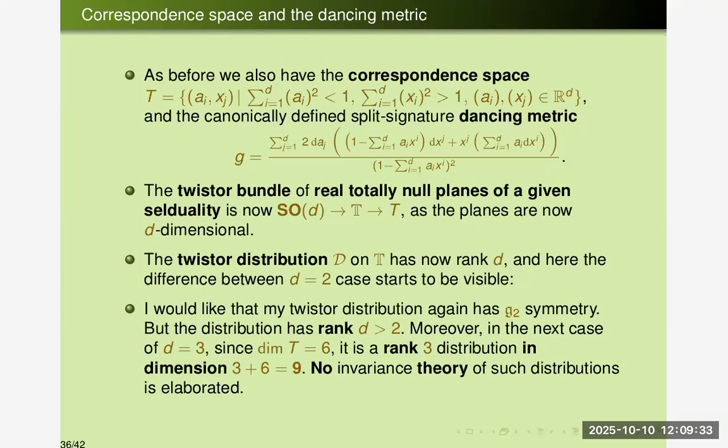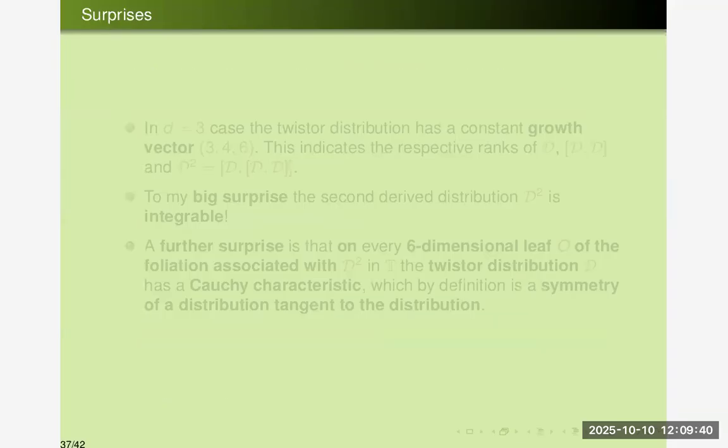So in principle, I can make this theory, but I don't care because I have my simple story. So I have my now rank 3 distribution in dimension 9. And the first thing is to calculate the growth vector. The funny thing is that the growth vector is free, then it goes, D1 is of rank 4, then this goes to rank 6, and this rank 6 distribution, which is D2, is integrable. So there's 3, 4, 6, and then there's a foliation of this 9-dimensional space by these 6-dimensional leaves of this D2 distribution.